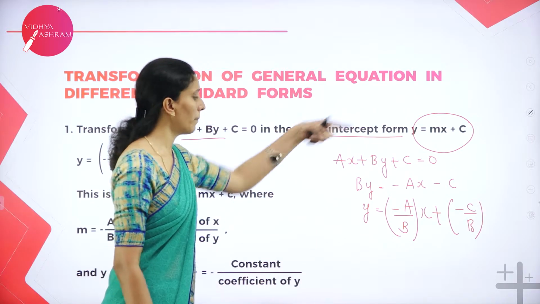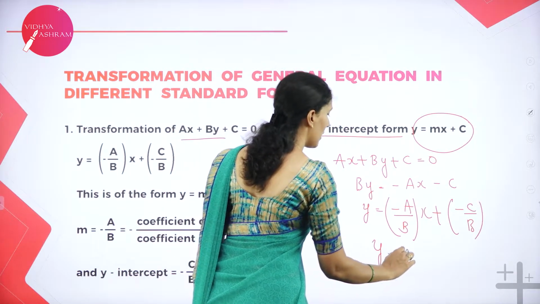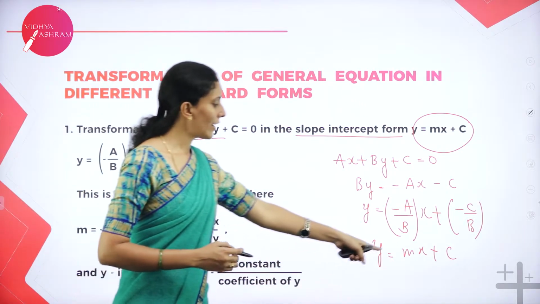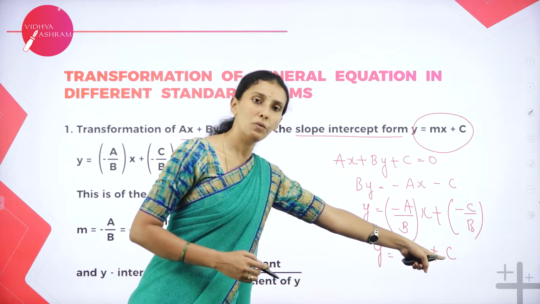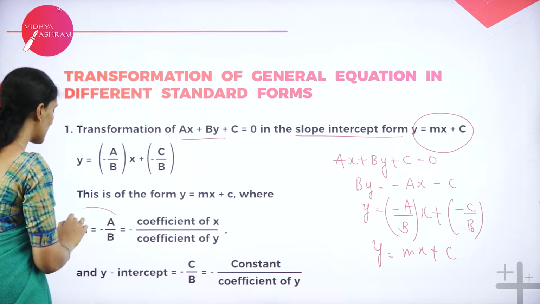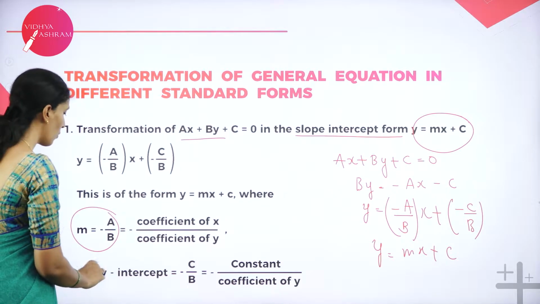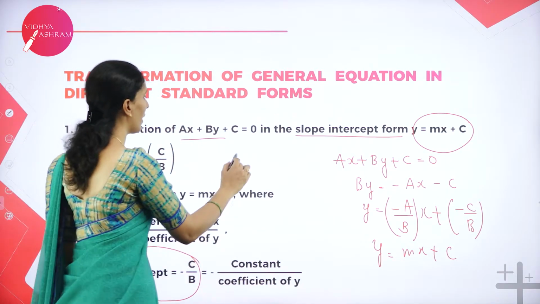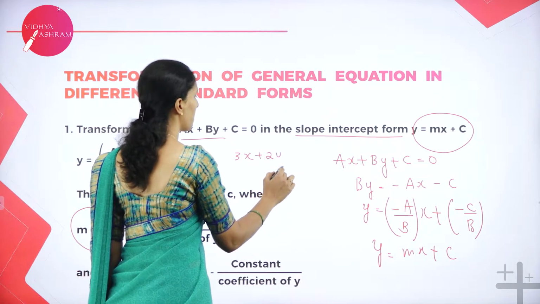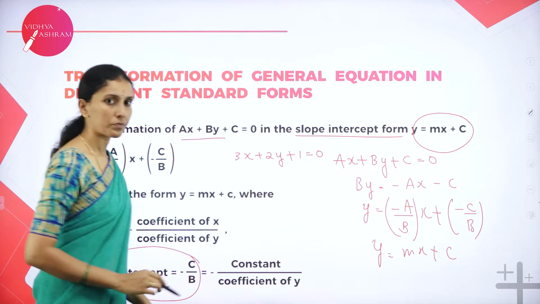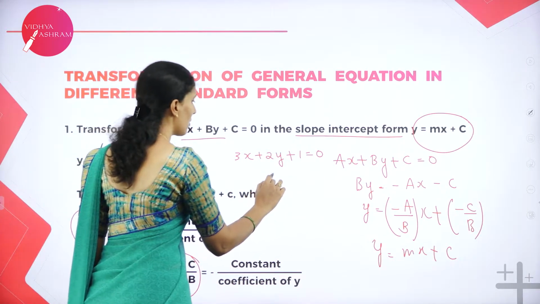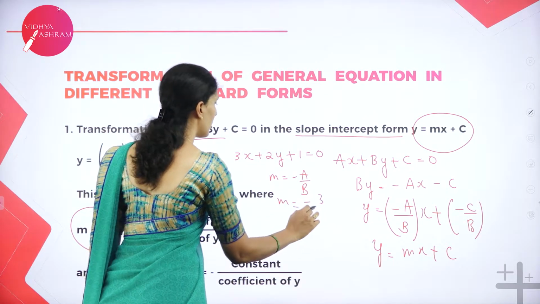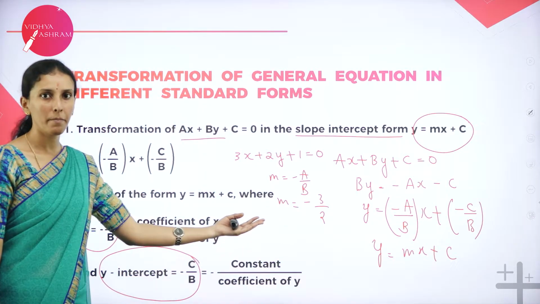So if you compare this to this form, mx plus c, when you know the values of a, b, c, you can directly write the slope m and the y-intercept. Therefore, the slope m is given by minus a by b and the y-intercept is given by minus c by b. So for example, if you are given the equation 3x plus 2y plus 1 is equal to 0, how to find the slope? m is equal to minus a by b. What is your a? 3. What is b? 2. So your slope is minus 3 by 2.